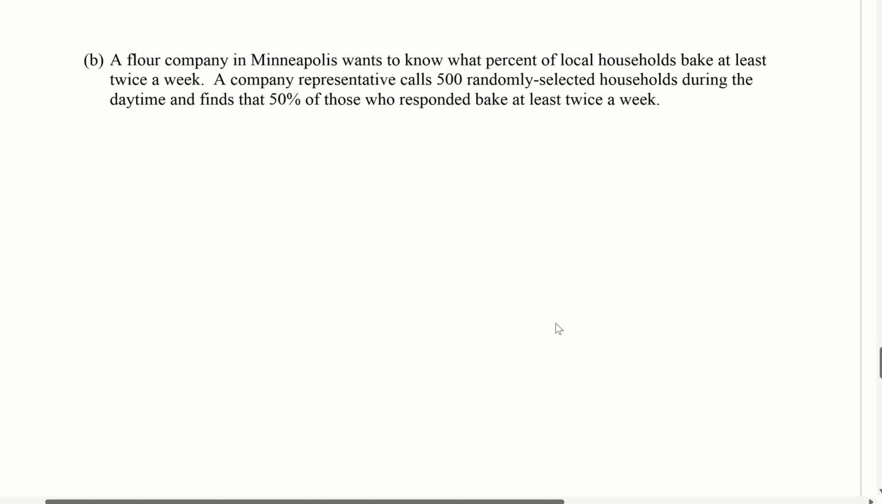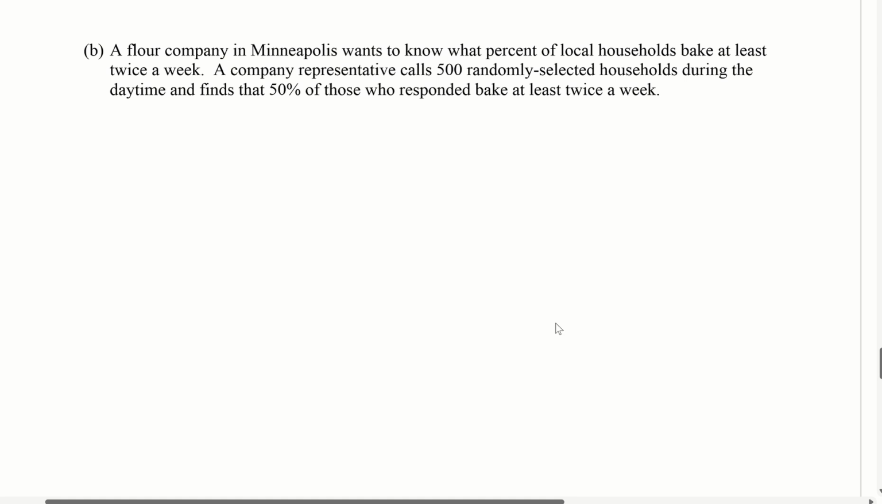So now part B, it says a flour company in Minneapolis wants to know what percent of local households bake at least twice a week. A company representative calls 500 randomly selected households during the daytime and finds that 50% of those who responded bake at least twice a week.